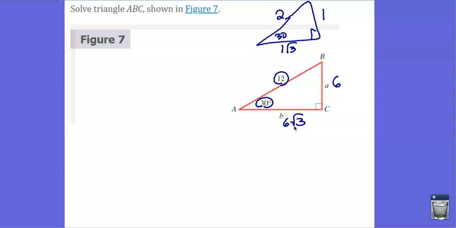So I showed you several ways you can get to the answer on that. And again, you got to solve all the sides and all of the angles. So we already found all the angles, and then now we found all the sides.